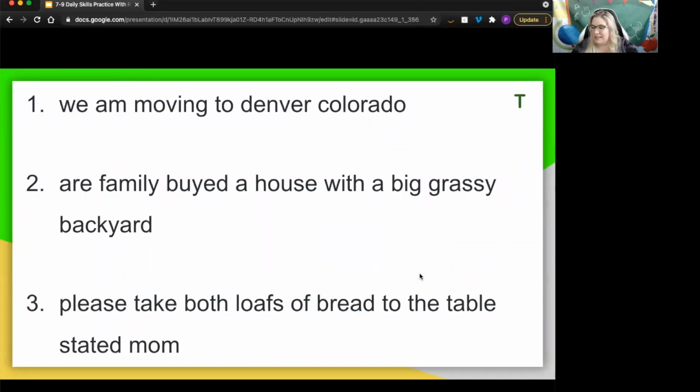Okay, choose your sentence and make your corrections on your paper, and then start this video right back up again to see where all those marks should go. We am moving to Denver, Colorado. Well, we need to capitalize our first word. And instead of saying we am moving, we would say we are moving to Denver, Colorado.